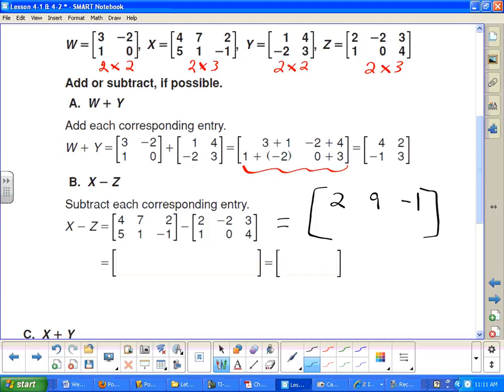So we're just doing some very basic subtraction. 5 minus 1 is 4. The middle one, row 2, 1 minus 0 is 1. And negative 1 minus 4 is negative 5.